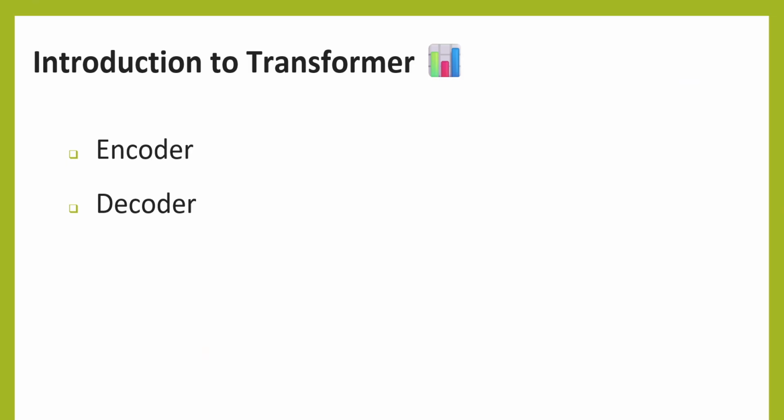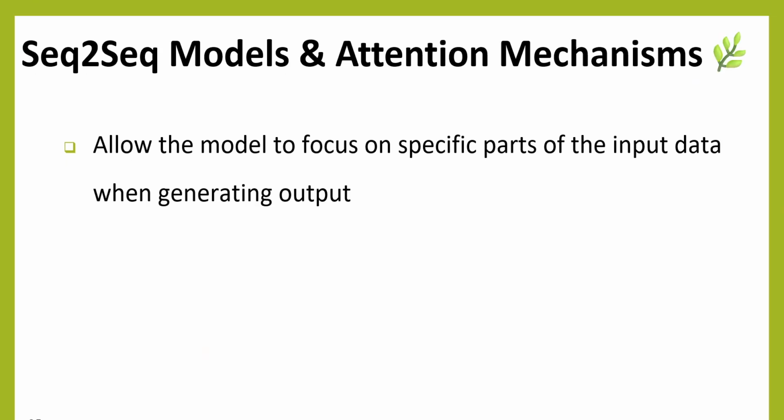Next comes the attention mechanism. So basically, the attention mechanism is used in sequence to sequence models to allow the model to focus on specific parts of input data when generating output. And this is particularly useful for tasks such as machine translation, where the model needs to attend to specific words or phrases in the input sentence to generate the correct translation.